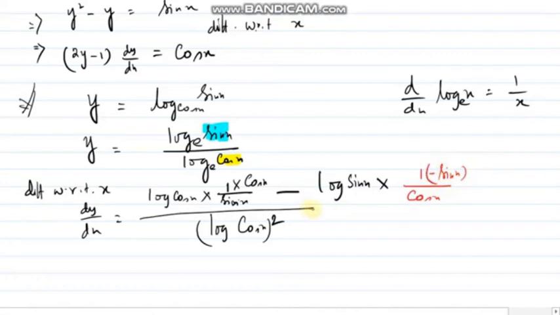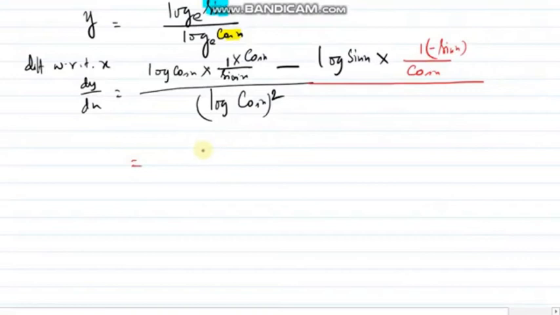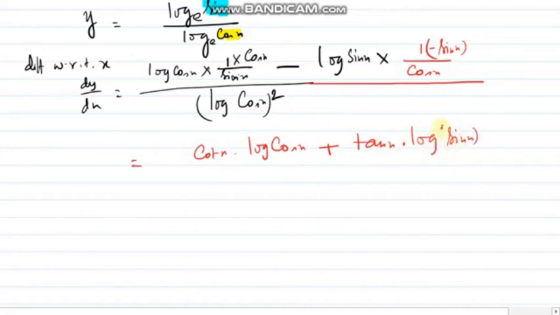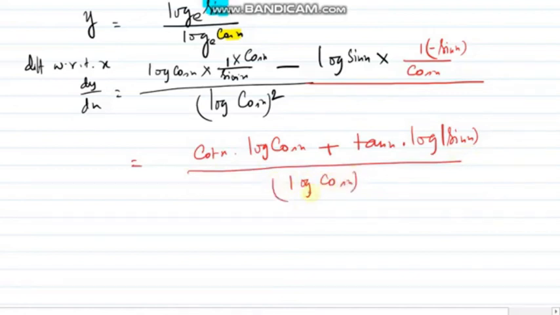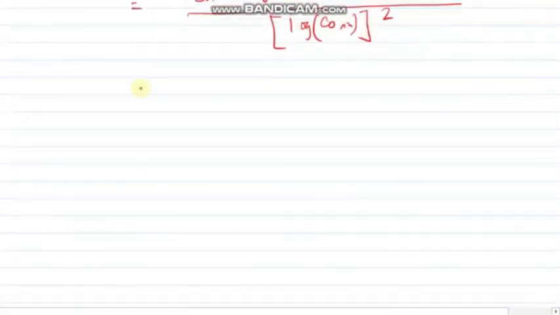Chain rule. If there is any doubt, please let me know. I will discuss some more problems on chain rule in the comment box. Please write it down. So it will be cot x into log cos x plus tan x into log sin x divided by log of cos x whole square. Sorry, it will be log of cos x whole square. So cos x I will keep in one bracket and then log of cos x whole square. So that's all.